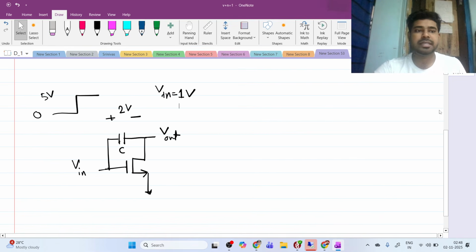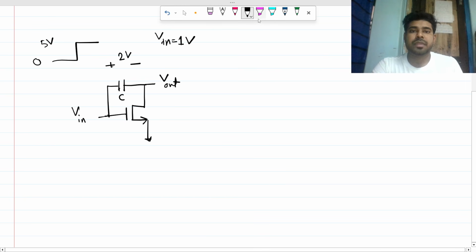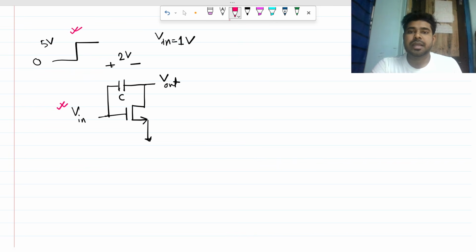So let's solve this very interesting interview question. This is a MOS and capacitor based circuit. Here we have an input, which is nothing but a step of 0 to 5 volt, and the threshold voltage of the MOSFET is 1 volt. We are assuming that, and this capacitor is initially charged with this polarity. So this capacitor is initially charged to 2 volt.